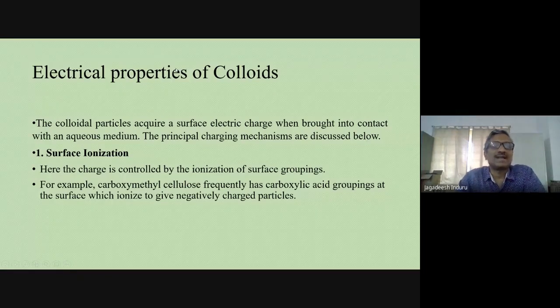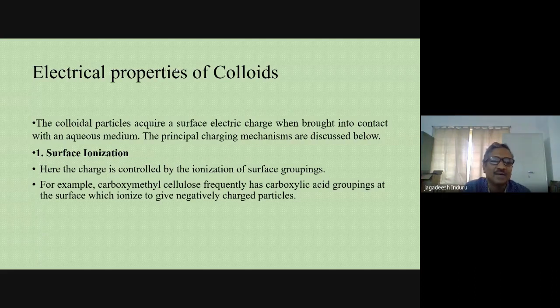So the colloidal particles acquire a surface charge, because each colloidal particle has an electrical charge. When the electrical charge is present and they are brought into contact with the medium, different concepts come into play, which we will be seeing now. Each electrical property is based on the surface charge of each colloid present.